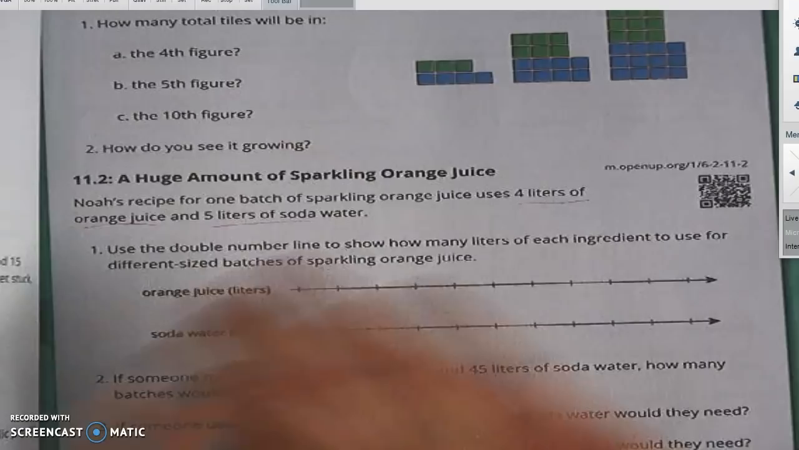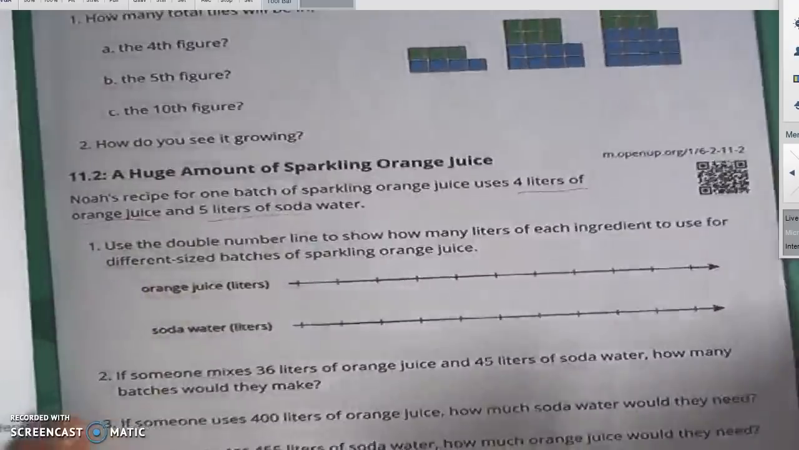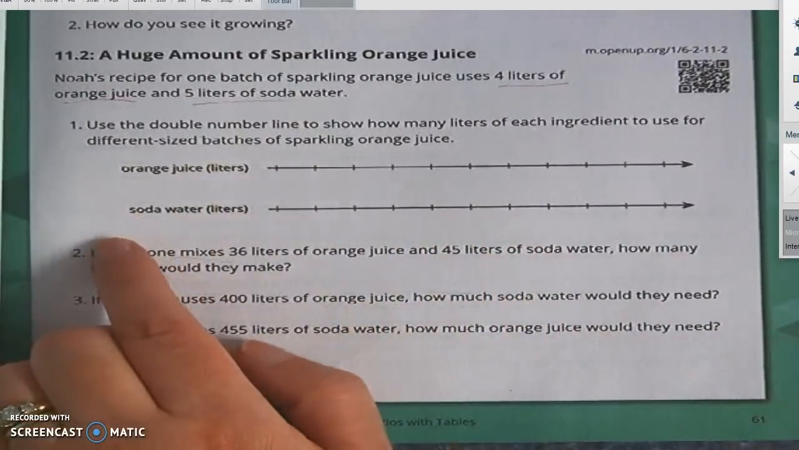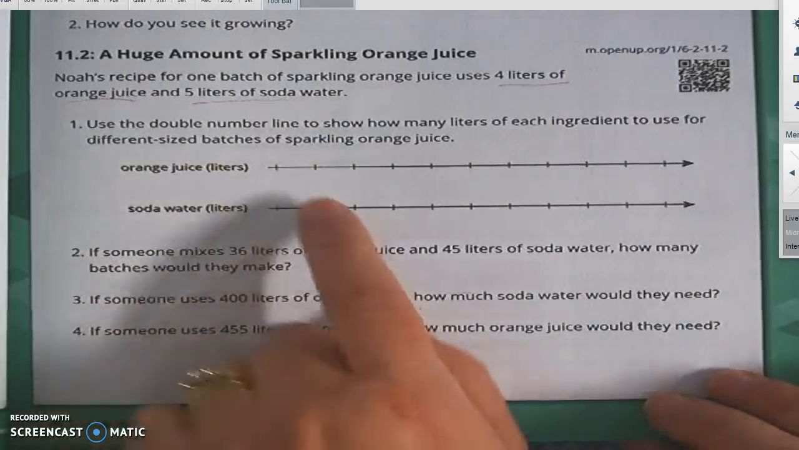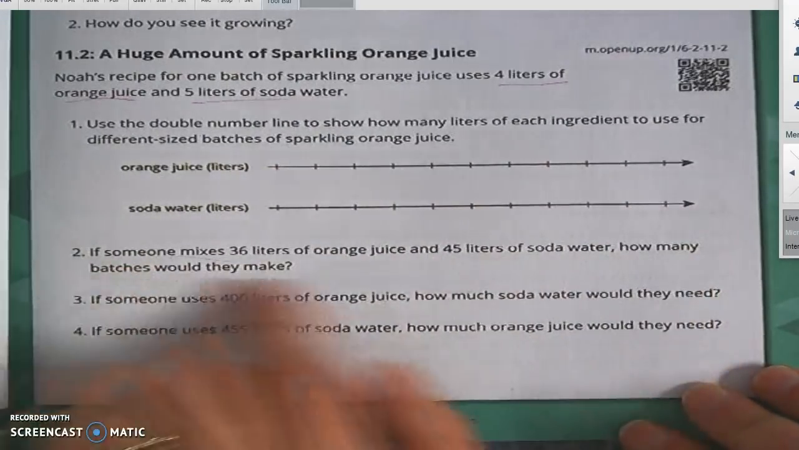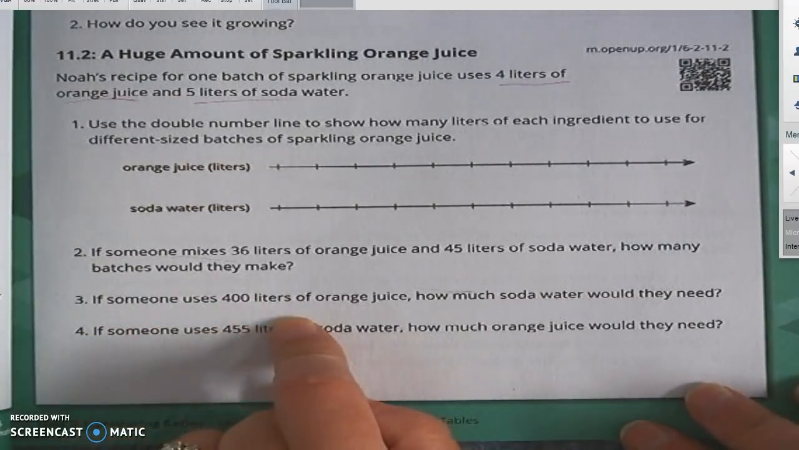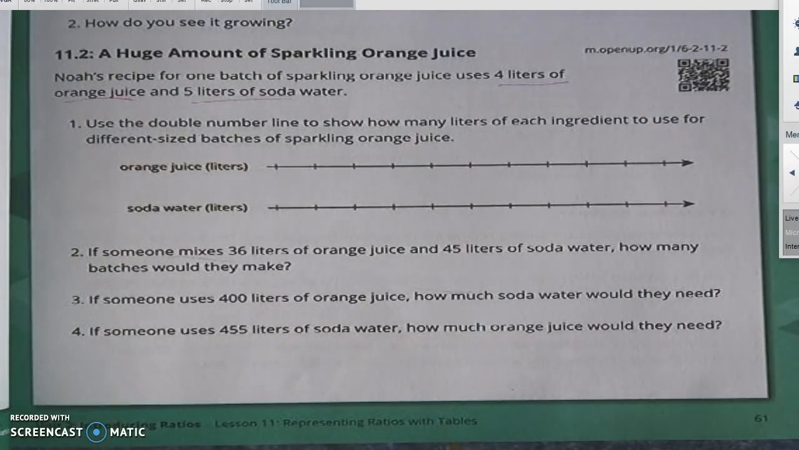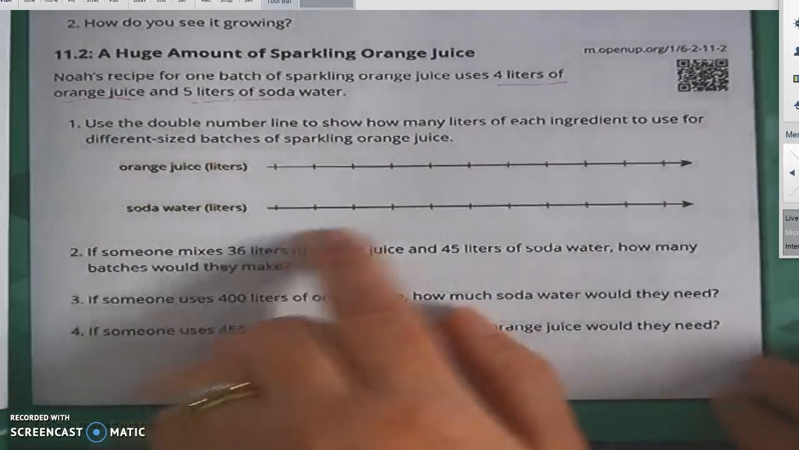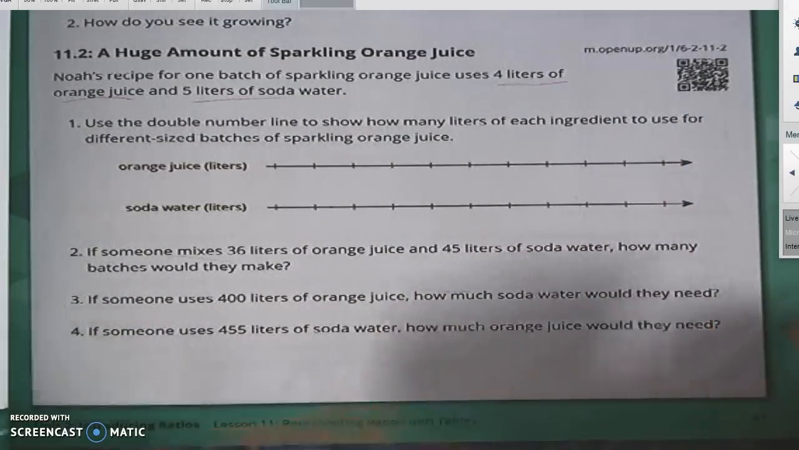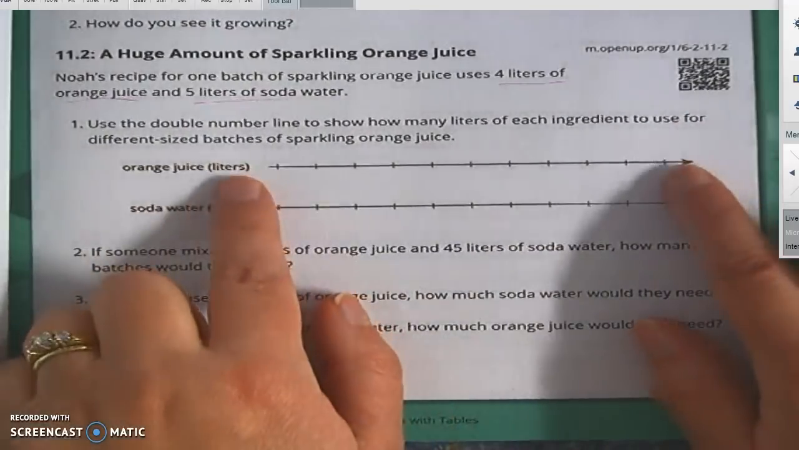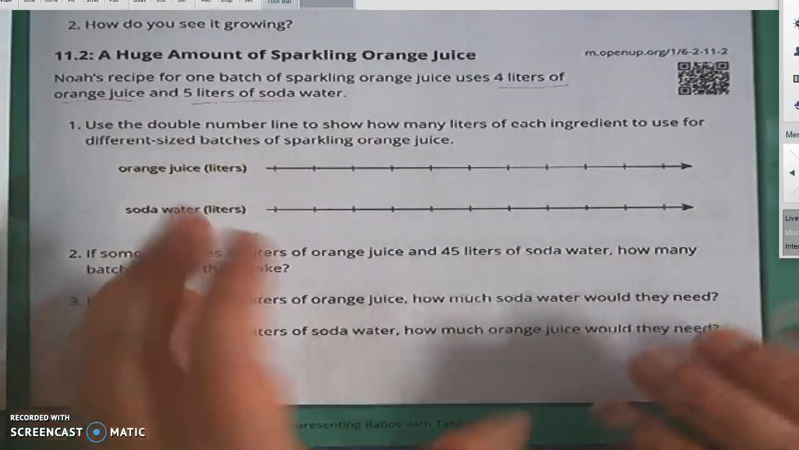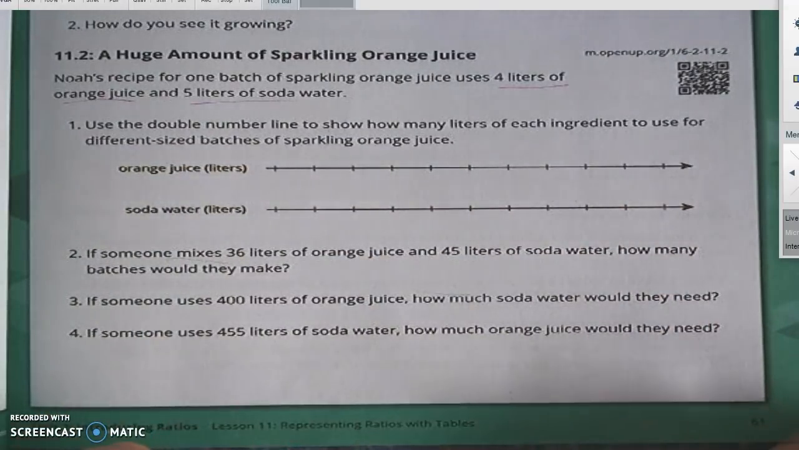I'm skipping around a lot, sorry. On Friday, as you're due now, you looked at this part, which is page 61. So we drew a double number line, answered one question about it, and then it asked if someone uses 400 liters of orange juice or 455 liters of soda water. That wasn't on our double number line. Our double number line went out to about 50. So if I wanted to make a double number line, it would have to be super duper long, and I would have to draw all those tick marks and label all those lines, and that would just be a whole lot of work.